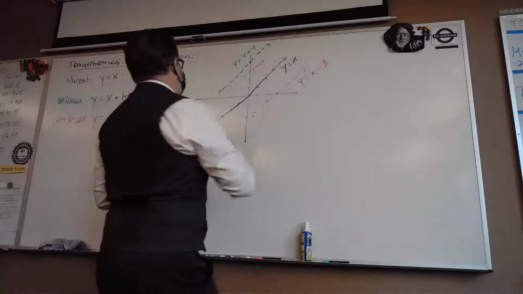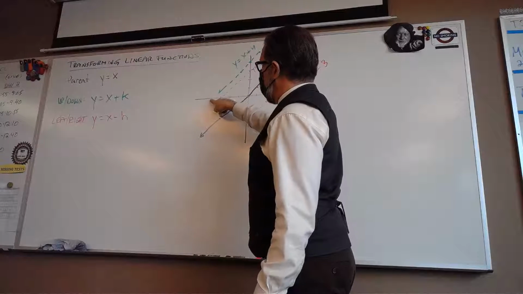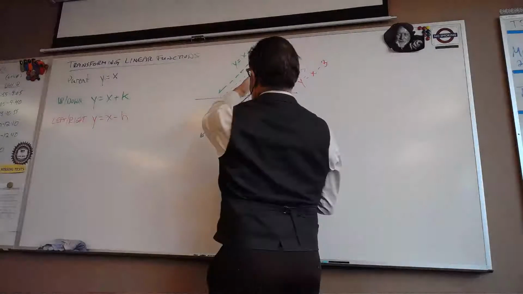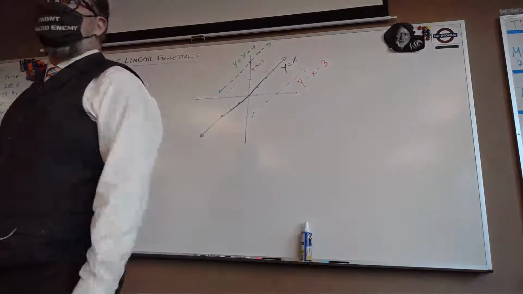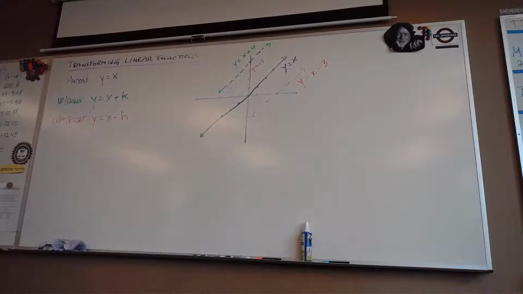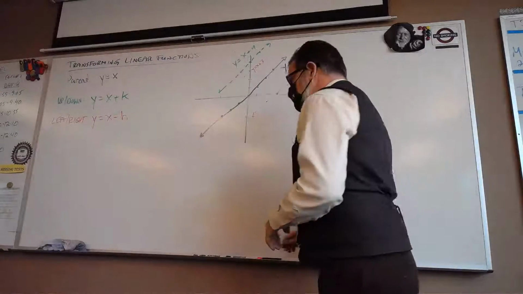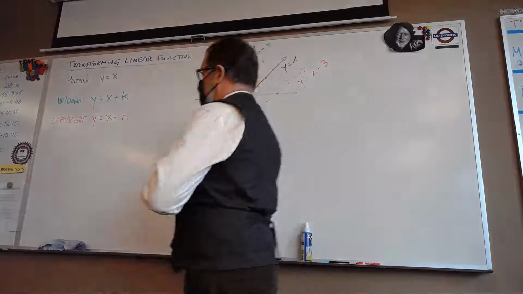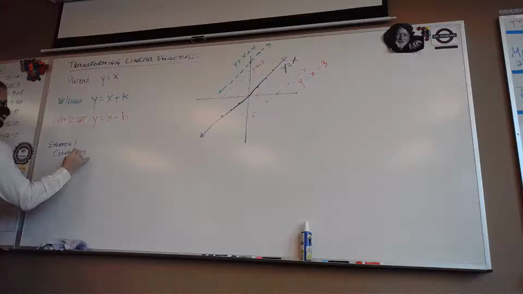Would it be fair to make the argument that even though I moved that up 4, I could also look at it as, oh, I moved it to the left by 4? Because it's the same graph whether I move it left by 4 or up by 4. Still goes through all the exact same points. Fair enough? How about this one? Stretch or compress?